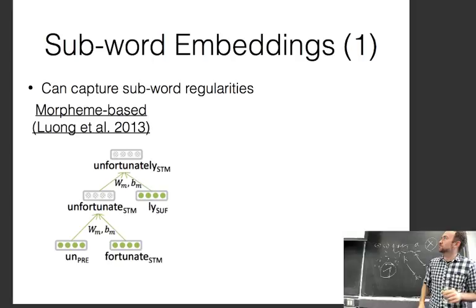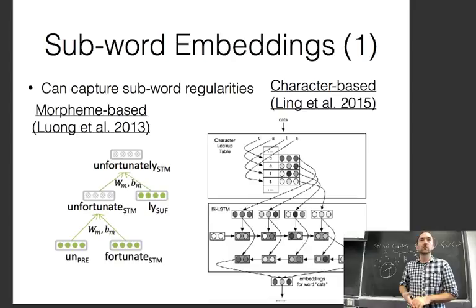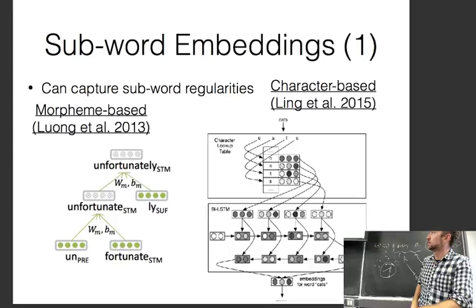And then in 2015, we have character-based models. What these character-based models do is basically split each word into characters. It says cats up there. And then you run a bidirectional LSTM recurrent neural network over these to calculate the word representation. I'm going to talk about recurrent neural networks later, but basically it's a character-based model where you do something like this. So this was in 2015.